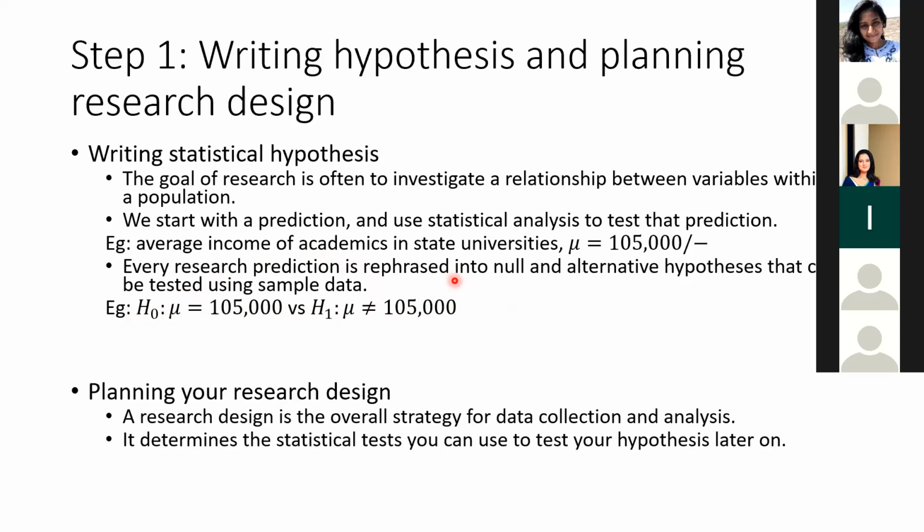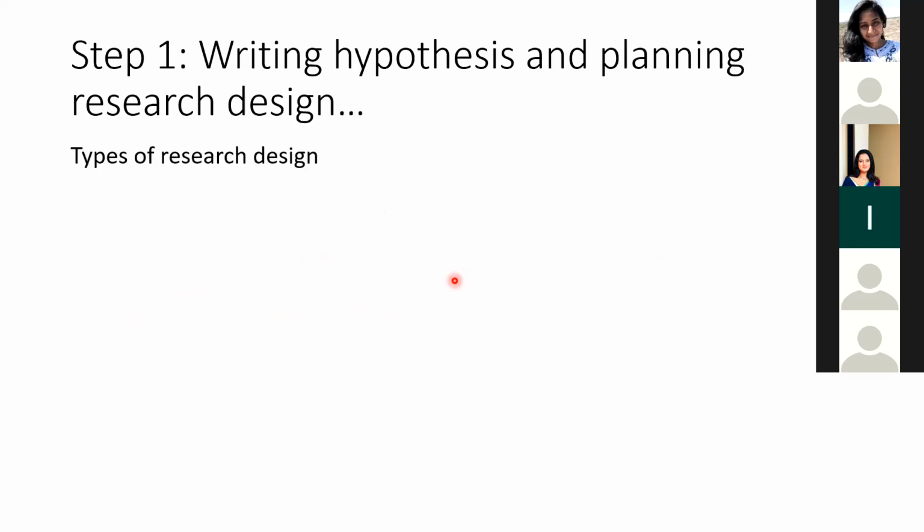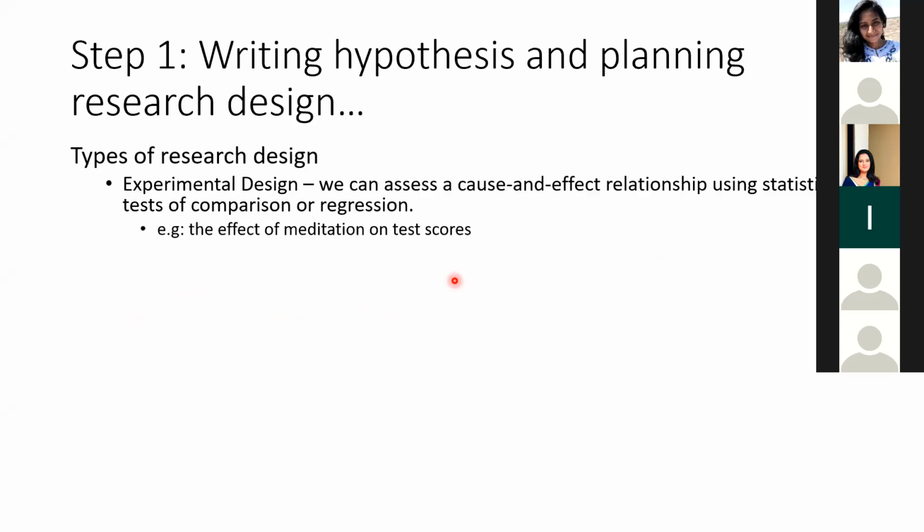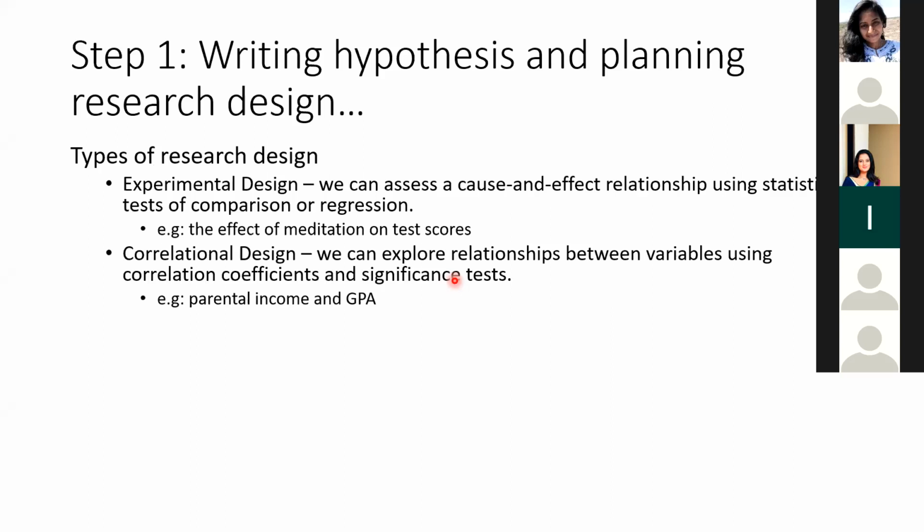Then you need to plan the research very carefully. There are several research designs available. So we need to pick the one that suits more for our study. For example, there are experimental designs, correlational designs. Experimental design is like this. If you want to assess the cause and effect relationship, this would be the ideal case. If you want to explore the relationships between variables, then a correlation design would be better.